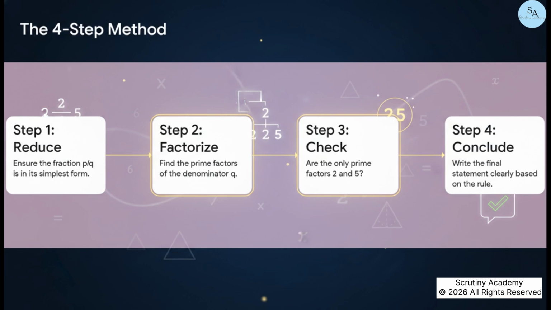Step 2. Factorize the new denominator. Step 3. Check those factors. Are they only 2s and 5s? And finally, Step 4. Conclude. State your answer clearly and with confidence.